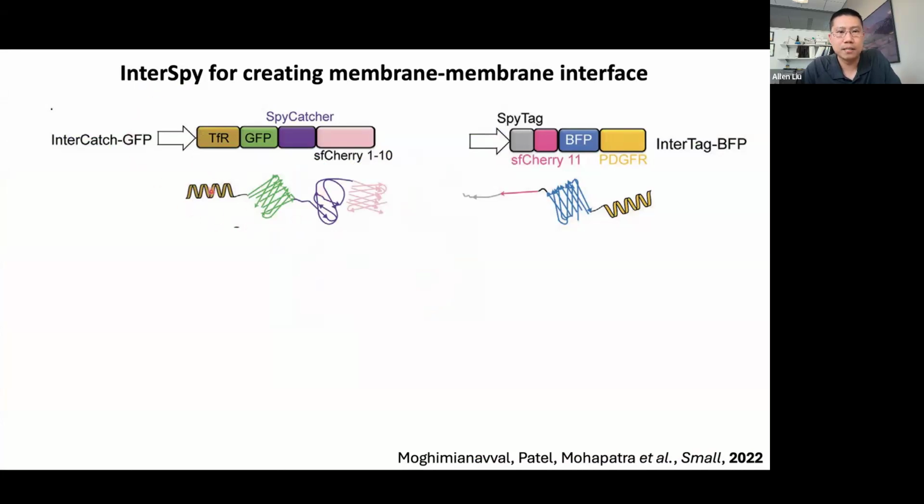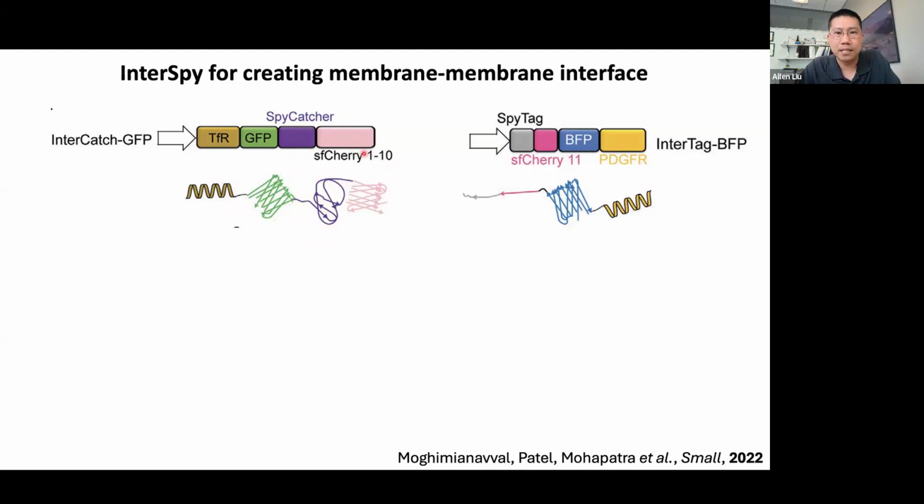What this is: a transmembrane helix here from the transferrin receptor. We link it to a GAP. And then we utilize SpyCatcher and SpyTag interactions to create a covalent bond. So SpyCatcher and SpyTag come from this fibronectin binding domain that is modified so that it can form a covalent bond.